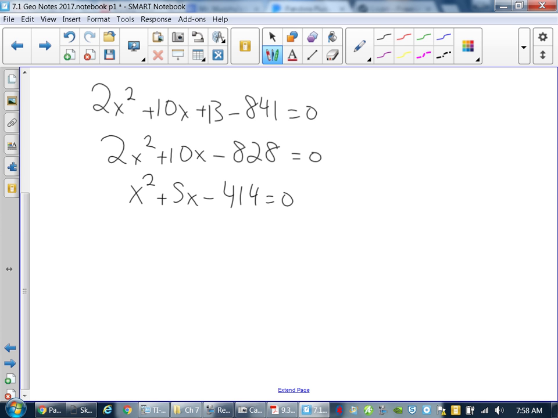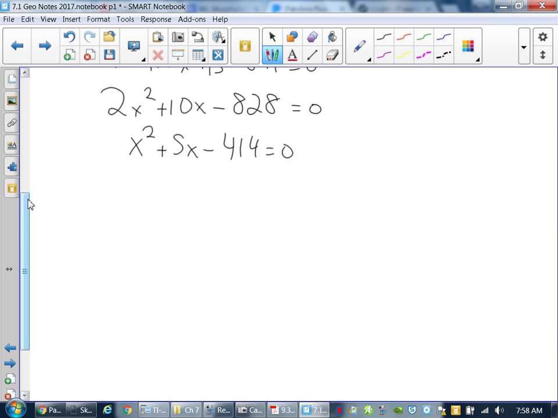So if you're still having troubles about what goes where, take 2 seconds and list them. List what is your a value. My a value is 1. Why is it 1? Because that's the coefficient of x squared. We just don't write the 1 down. It's one of those math etiquette things. Our b value is 5, and our c value is negative 414.